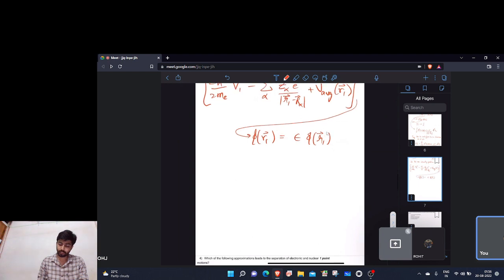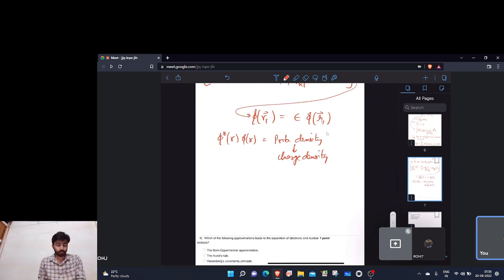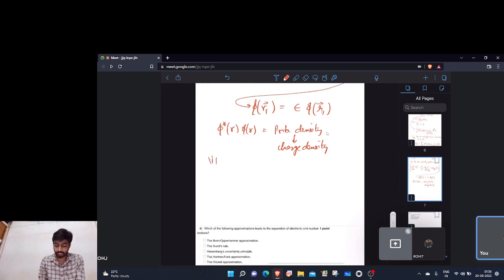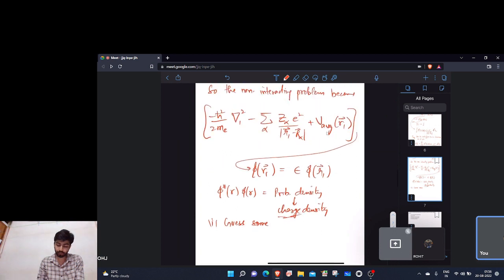Now, since we know that phi star R, phi R gives probability density or charge density, how does one solve this equation? First, we guess some charge density, and we put it into this Hamiltonian over here and obtain a set of equations, one for each electron in the system.